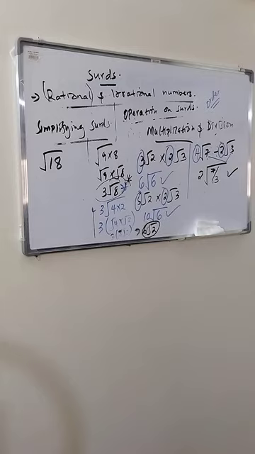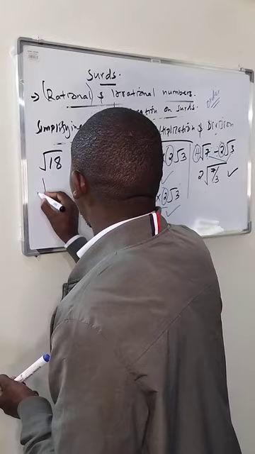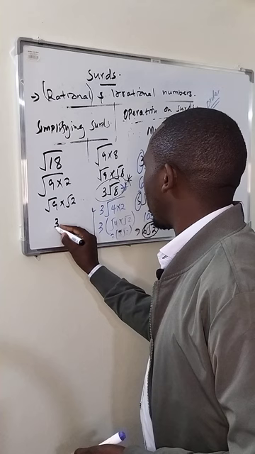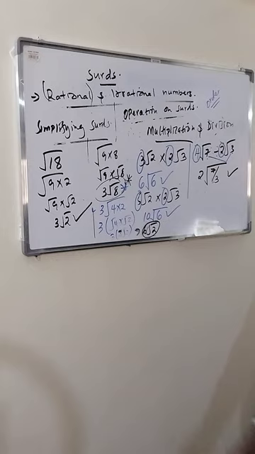So for 18, you should have gotten two numbers. I hope you got 9 times 2, which will give you 18, and 9 has a definite root. So you have root 9 times root 2. Root 9 is 3, root 2. So I want to believe you got the same answer.